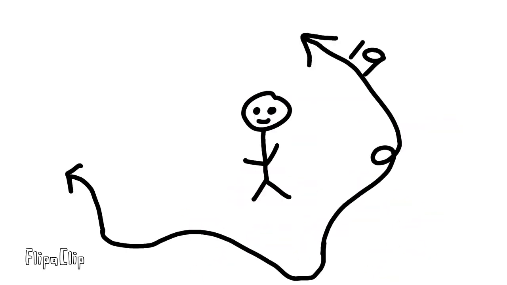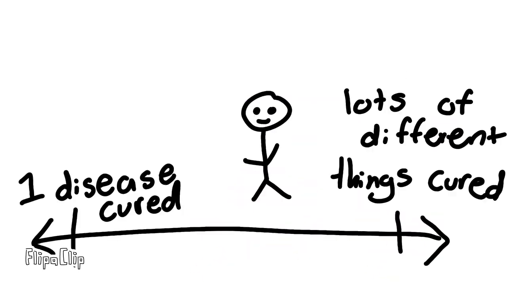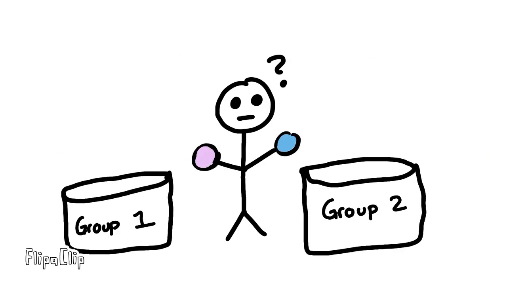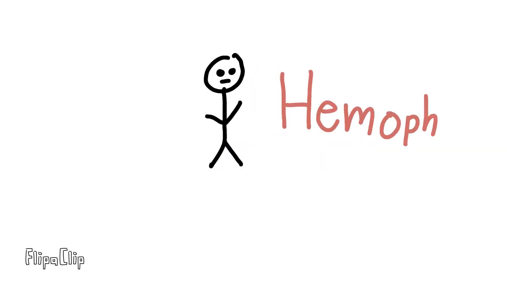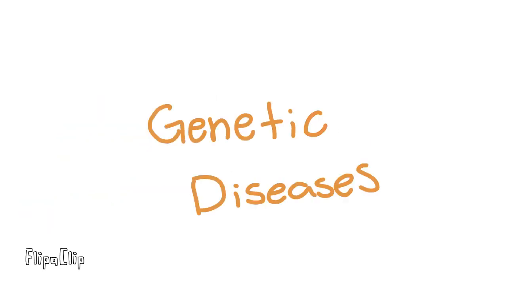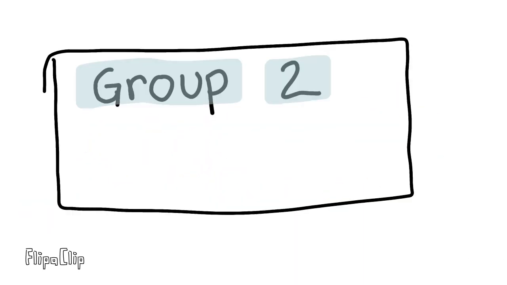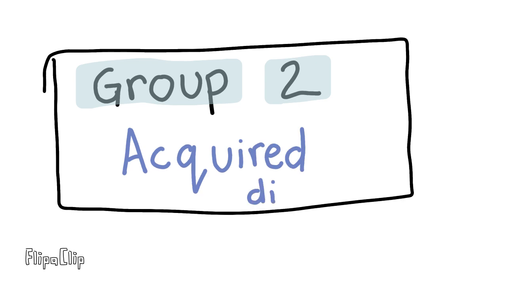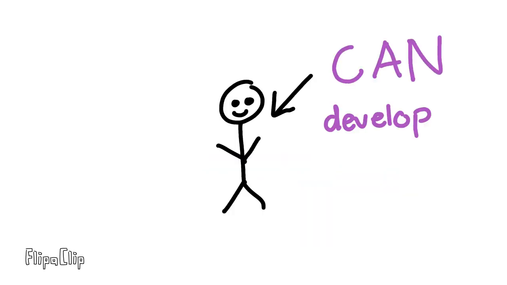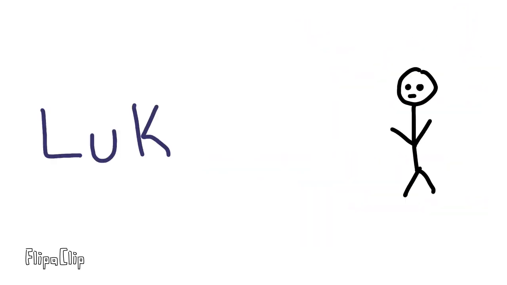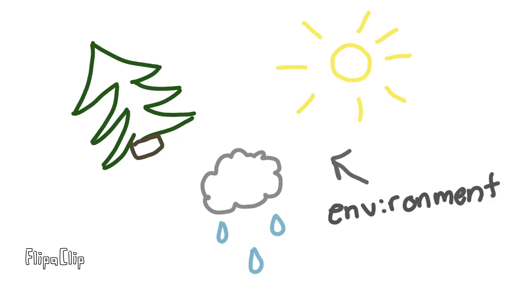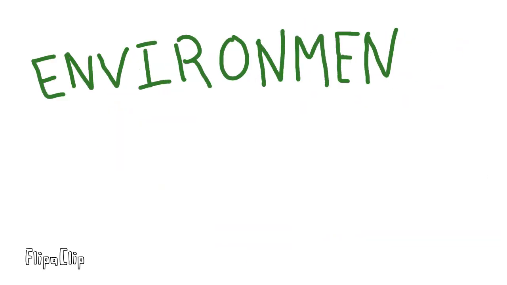Well, because gene therapy has evolved so much over the years, it can cure lots of diseases, but if we had to sort these diseases into two groups, they would be genetic diseases like hemophilia and sickle cell disease. Genetic diseases are diseases that are genetic. The second group of diseases that gene therapy can cure are acquired disorders. These diseases develop after birth and include things like leukemia. Acquired disorders can be caused by things like environmental exposures.